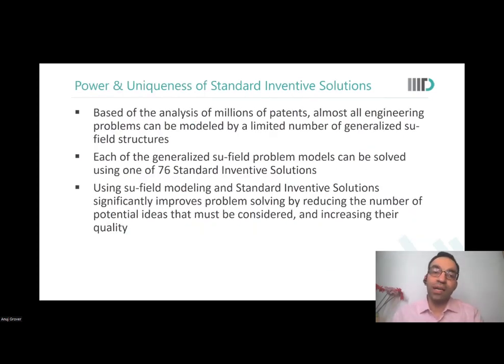So again, as I was mentioning, the power and uniqueness of the standard solutions is that first it is based on analysis of millions of patents. And it says that almost all the engineering problems can be modeled in terms of these substance field structures, and there are 76 solutions. So it significantly reduces the time for problem solving or significantly improves your problem solving by reducing the number of potential ideas that you need to consider. So the ideality of your solution finding becomes very high.